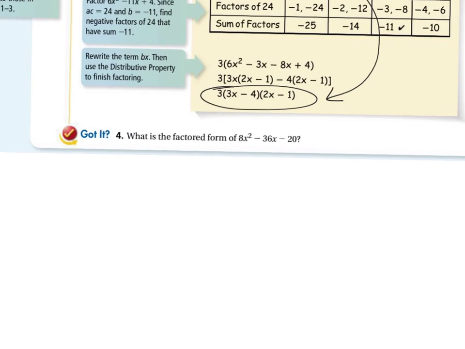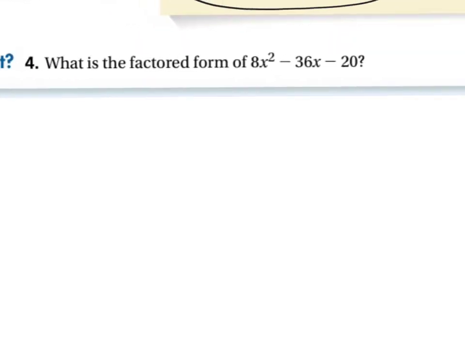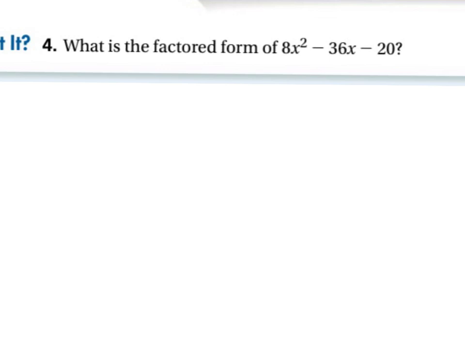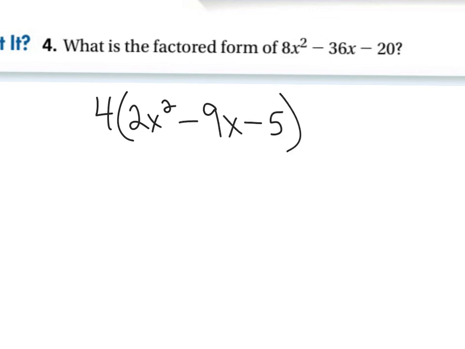So if you look at it, got it 4. Same idea, always first thing should be looking for a greatest common factor. So if you look at those numbers with 8, 36, and 20, these numbers all have a 4 in common. So we could factor out a 4. And that would leave us with 2x squared minus 9x minus 5.